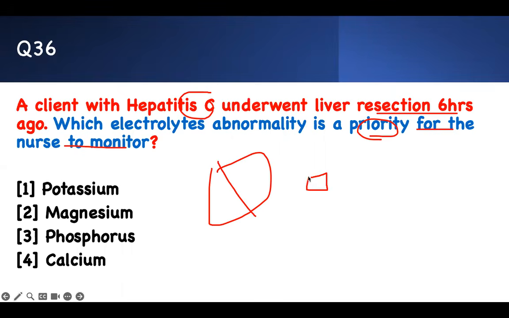The liver, when you cut a little bit, is going to regenerate. Regeneration needs ATP. ATP needs what? Phosphorus. That's the most important. So in a patient who has liver surgery, I'm looking for their phosphorus. Give them more phosphorus, and the phosphorus will help with the liver regeneration. If it's low, it's going to affect their respiratory status too. Potassium, I know a lot of people choose that. Magnesium is not indicated. So this is a fact you have to know. Phosphorus is what is indicated in liver resection.